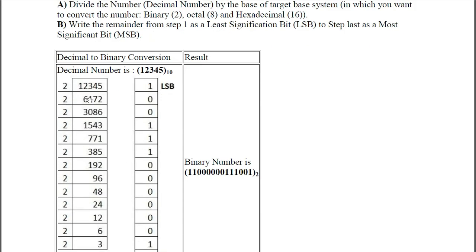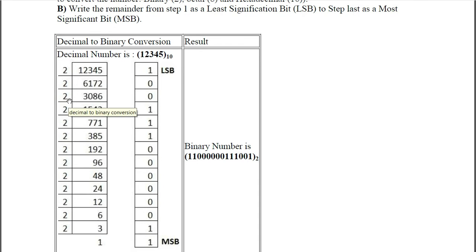Here we can see the example: 12,345 divided by 2, the quotient is 6,172, and we have 1 as the remainder. We should write the remainder 1 on the right side. Then we have to divide the quotient again. 6,172 divided by 2, remainder is 0. Quotient is now 3,086. Again we divide, and the quotient now is 1,543 and the remainder is 0. Again, now the quotient is 771.